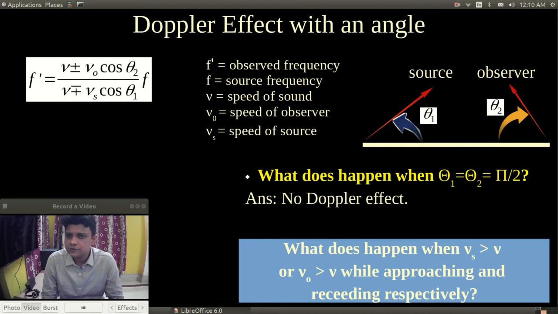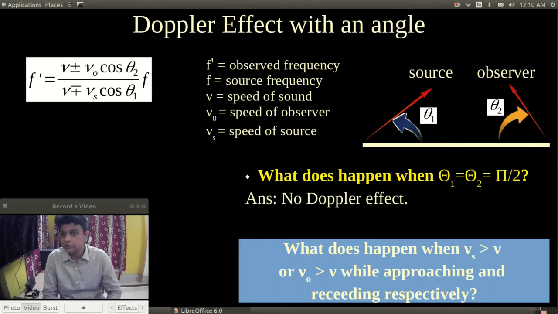And suppose your source and your observer both are moving towards each other, then your numerator will be v plus v naught and your denominator will be v minus vs. So in that case, the frequency will go up, as the frequency of blue is higher than the frequency of red. When the frequency goes up, we call it a blue shift, and when the frequency goes down, we call it a red shift.